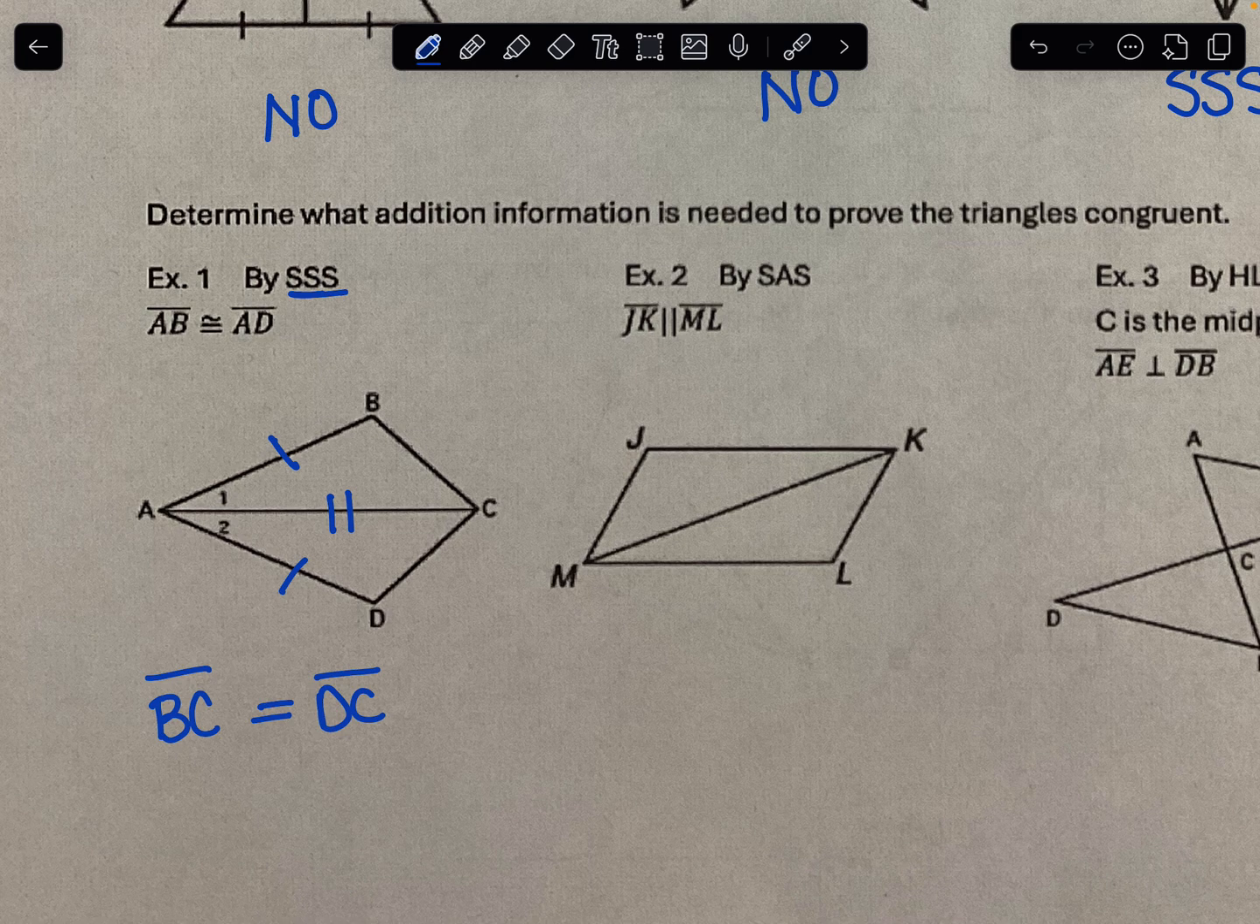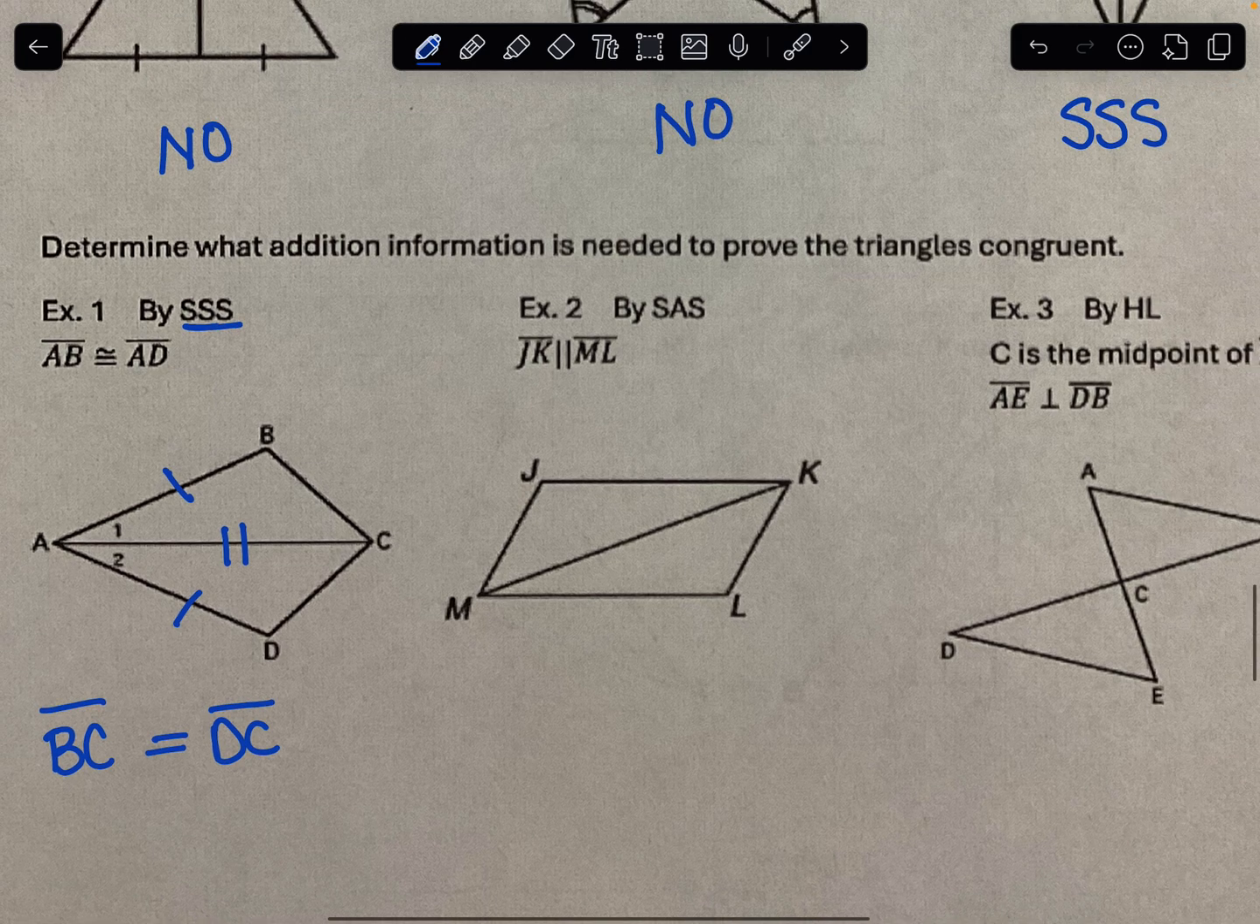All right. Now, the second one's a little bit trickier. Okay? It asks us to prove by side, angle, side, and what's the only piece of information it tells us? JK. All right? And the shared line. And we know the shared line. Okay? Now, there are a couple ways to do this, okay? But does anyone remember when we talked about these parallel lines, what other piece of information we know?